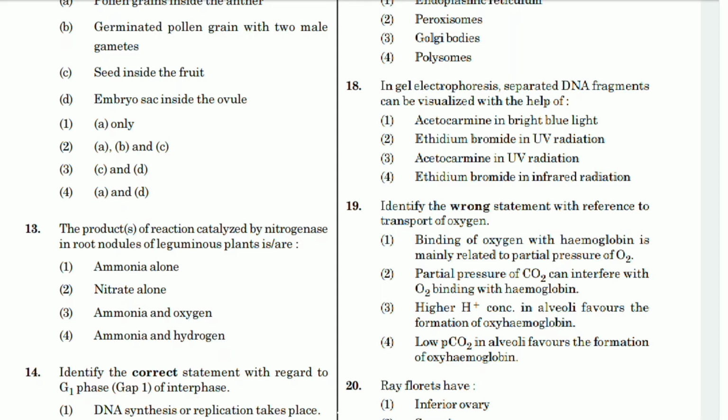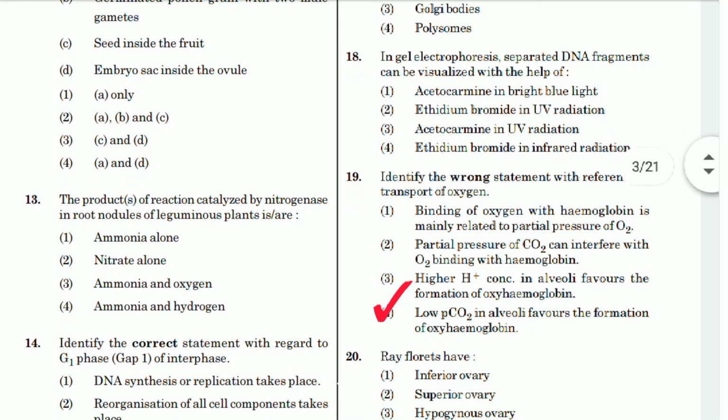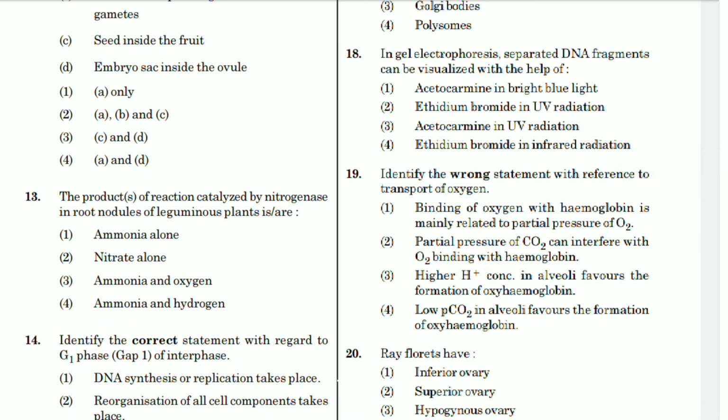18th question is, in gel electrophoresis, separated DNA fragment can be visualized with the help of. It is the most important question as well, and the correct option is option B, ethidium bromide in UV radiation. Next question, identify the wrong statement with reference to transport of oxygen. And the correct option is option C, higher H+ concentration in alveoli favors the formation of oxyhemoglobin.